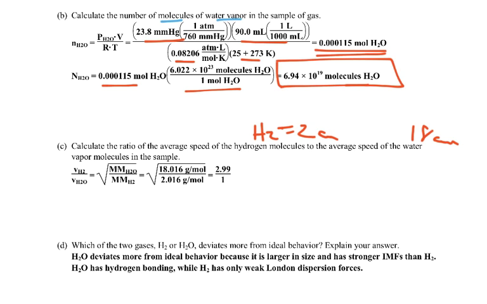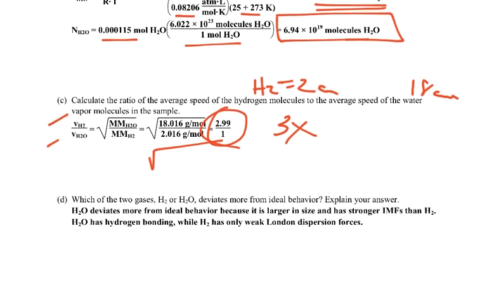So the velocity of hydrogen over water is equal to the square root of the molar mass of water over hydrogen. So it's the square root of 18 over 2, which comes out to be 9. So it's basically 3 to 1. So the hydrogens that are a lot smaller are traveling about 3 times faster, 2.9 times faster than the water molecules.